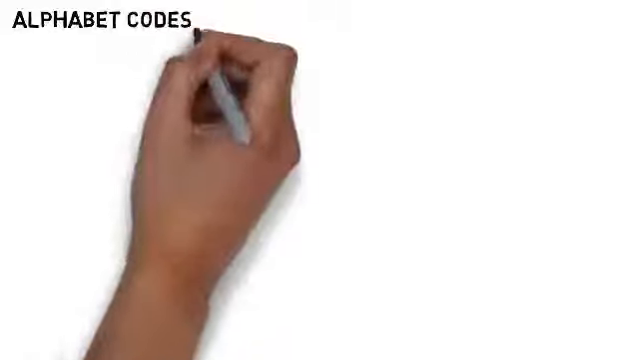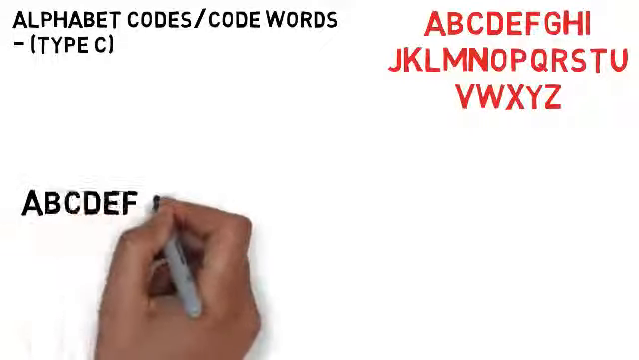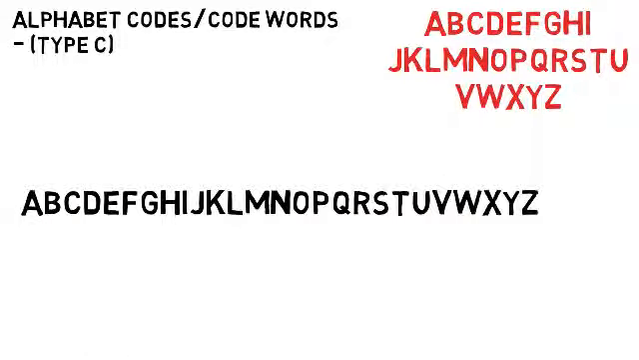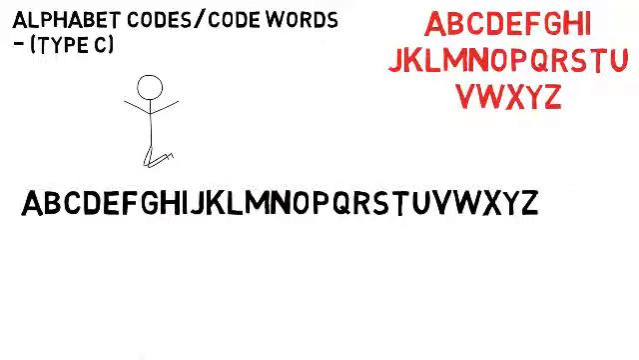Alphabet codes, code words, type C. With this type of question, you are normally given the alphabet to help you, but sometimes you won't be. If there isn't an alphabet on your test paper, write one down to help you with these questions. For these questions, you can use the alphabet to work out the code that has been used, and then use this code to read another word.